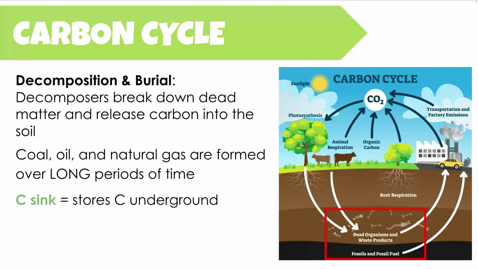And over long enough periods of time, due to the compaction of these different layers of carbon, you can create fossil fuels such as coal, oil, and natural gas. They're just different forms of mostly carbon. But this takes millions and millions of years to happen. Again, it needs lots of pressure and heat from the earth in order to form these molecules. So this step would be referred to as a carbon sink because it is storing lots of carbon deep underground.